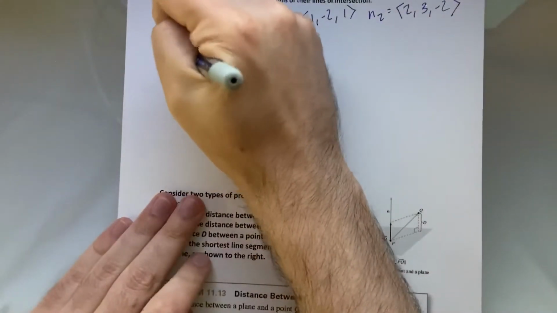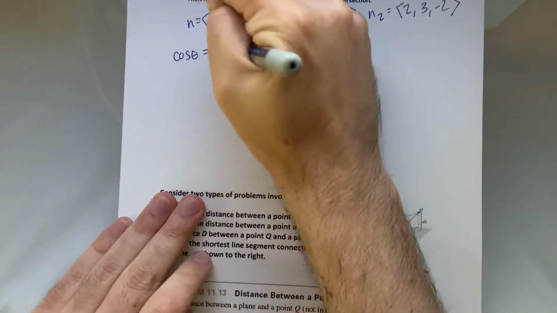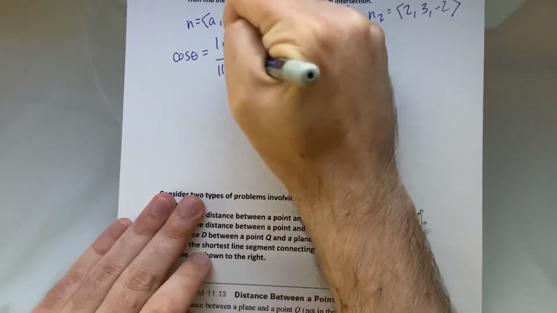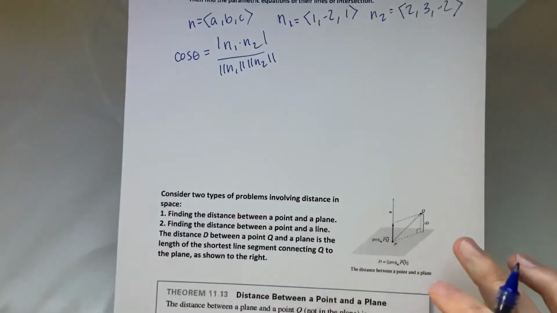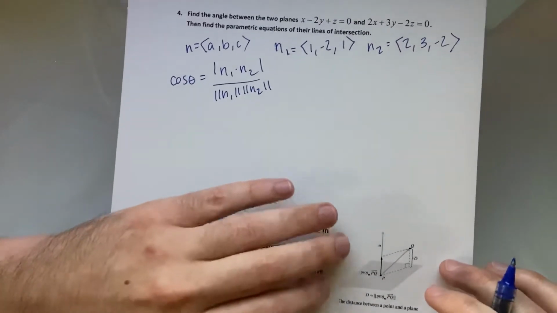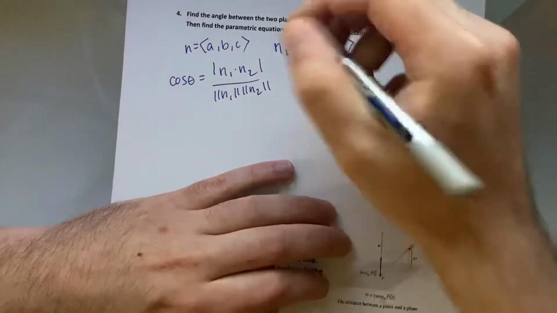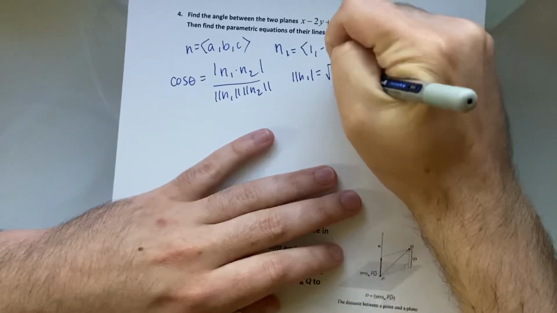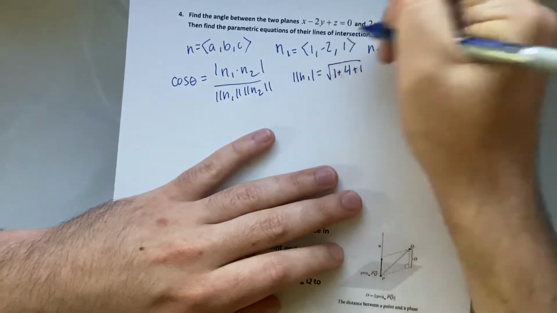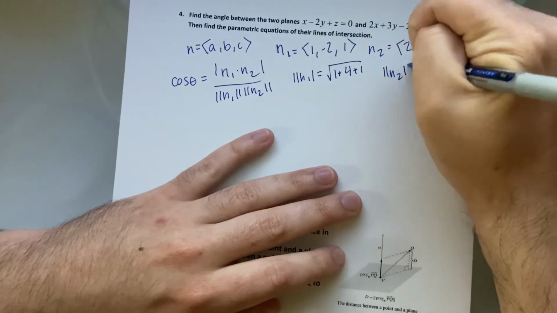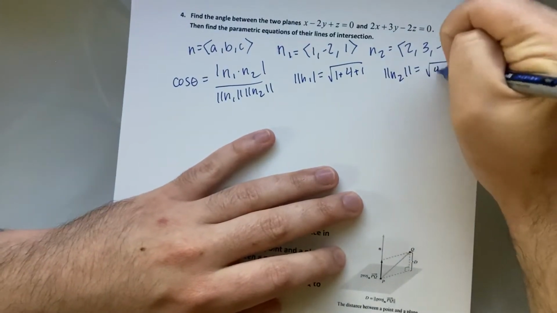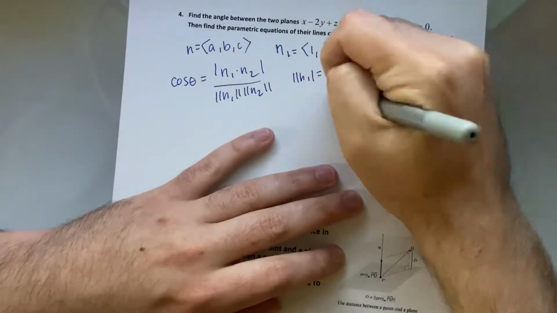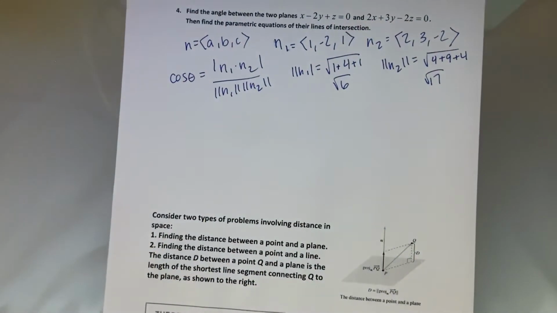So we know cosine theta equals the absolute value of the dot product of norm 1 and norm 2 divided by the magnitude of norm 1 times the magnitude of norm 2. Okay, so let's check their magnitudes real quick. The magnitude of norm 1 equals the square root of 1 plus 4 plus 1. We get those by squaring each term. The magnitude of norm 2 is the square root of 4 plus 9 plus 4, which is 17. So we have the square root of 6 times the square root of 17.